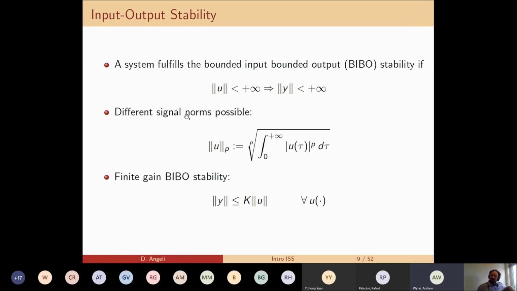Okay. So we want to make sure that whenever inputs are bounded, then outputs are bounded, perhaps using maybe the same norm and things like that. And so different signal norms are possible, for instance, LP norms, and one could ask an implication of this type, or maybe one could ask a finite gain type inequality between the norm of the input and the norm of the corresponding output. That should hold for all input signals applied to the system.